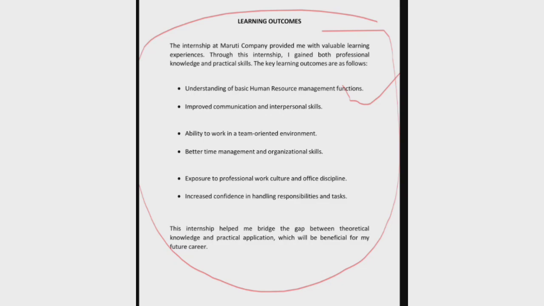If your internship department is a finance department, you understand the basic financial functions, so you can write that. If you intern at a coaching class, you can understand teaching students, so you can write what your learning outcome is. You can write it here. Improved communication skills and the ability to work in a team-oriented environment, you can also write here.